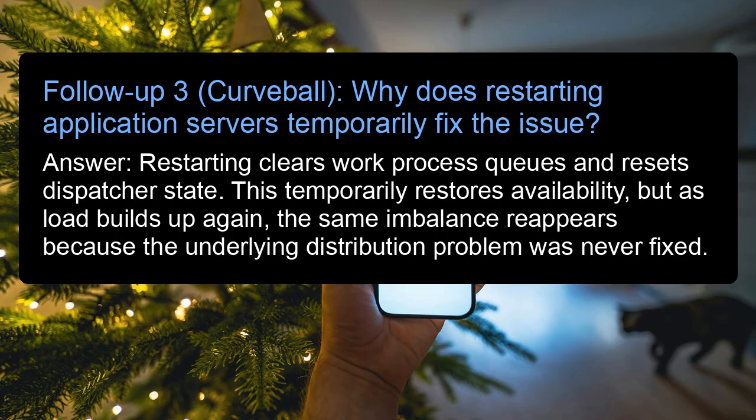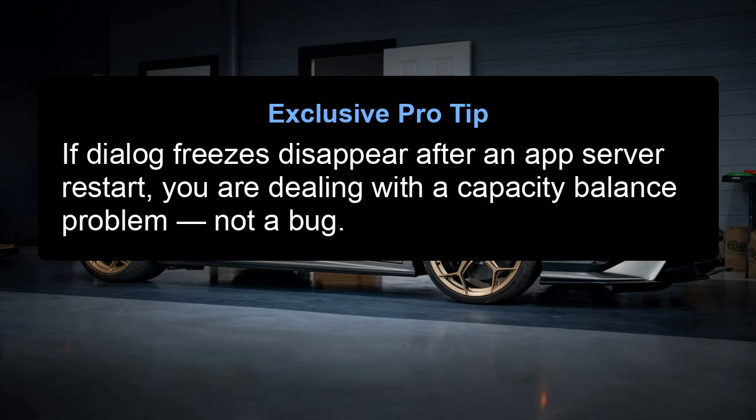Follow-up 3. Curveball. Why does restarting application servers temporarily fix the issue? Answer: restarting clears work process queues and resets dispatcher state. This temporarily restores availability, but as load builds up again, the same imbalance reappears because the underlying distribution problem was never fixed. Exclusive pro tip. If dialog freezes disappear after an app server restart, you are dealing with a capacity balance problem, not a bug.